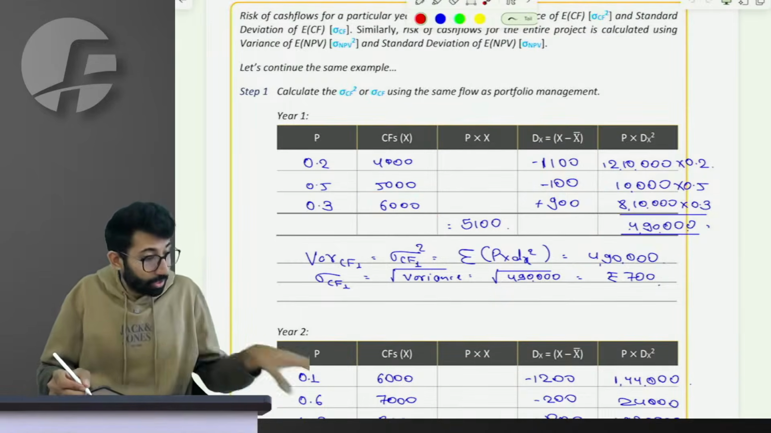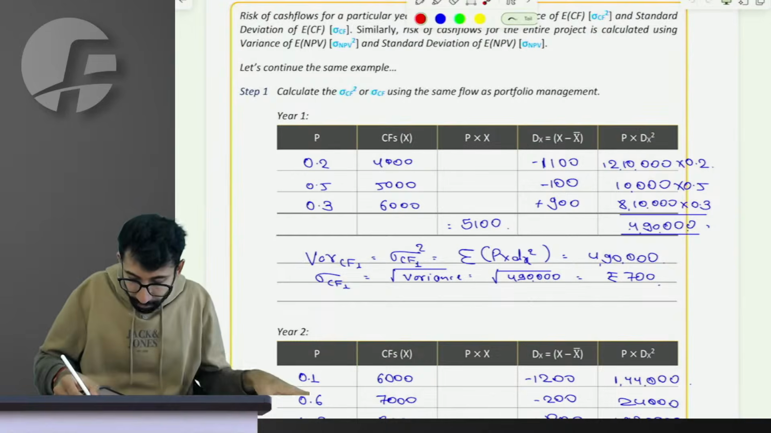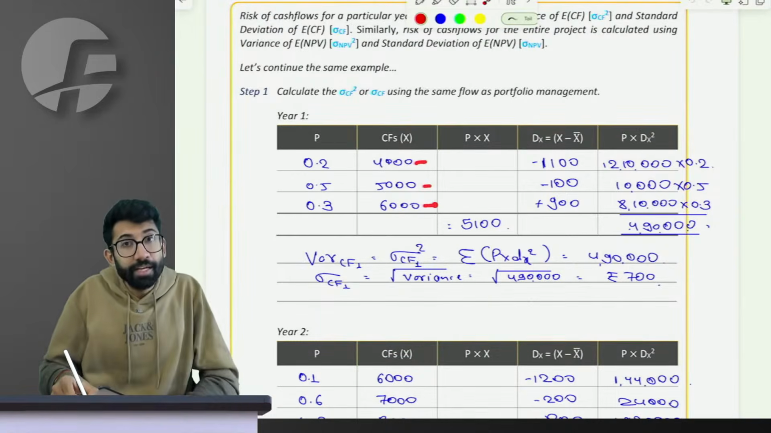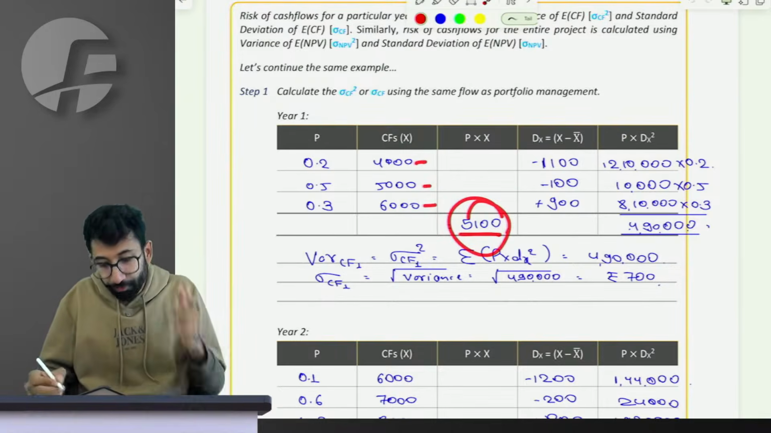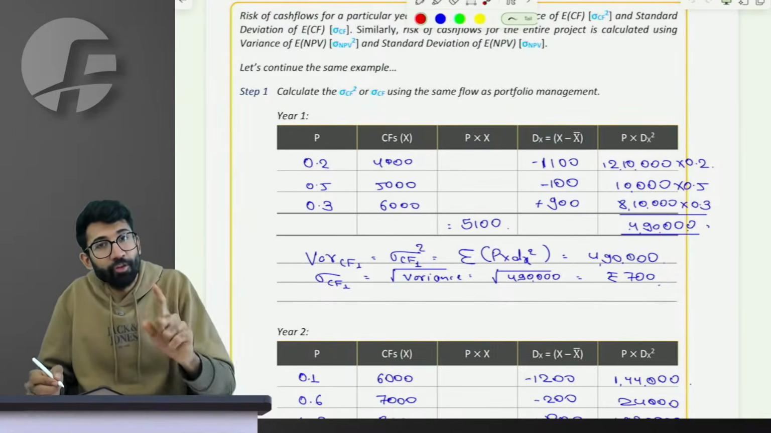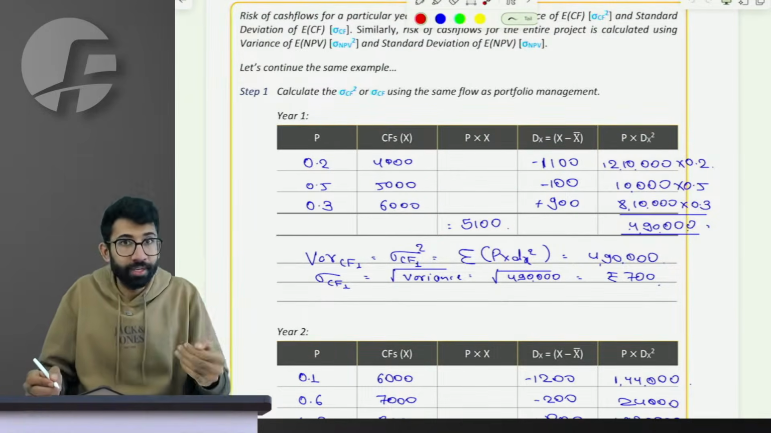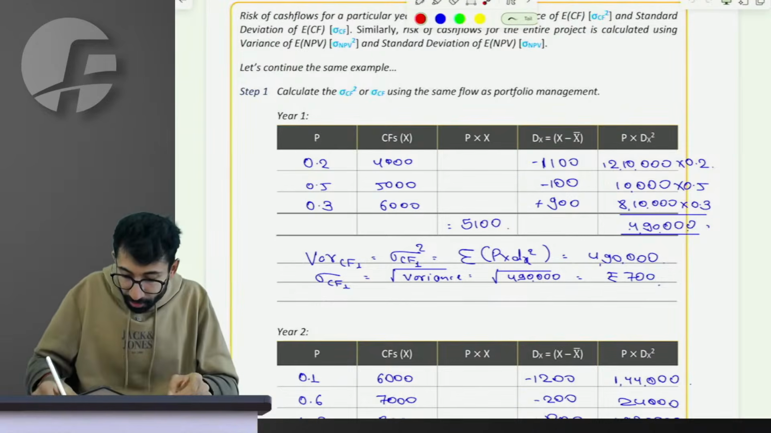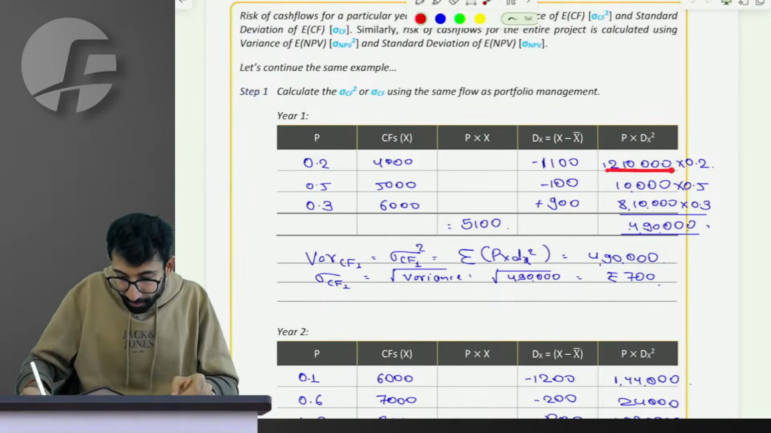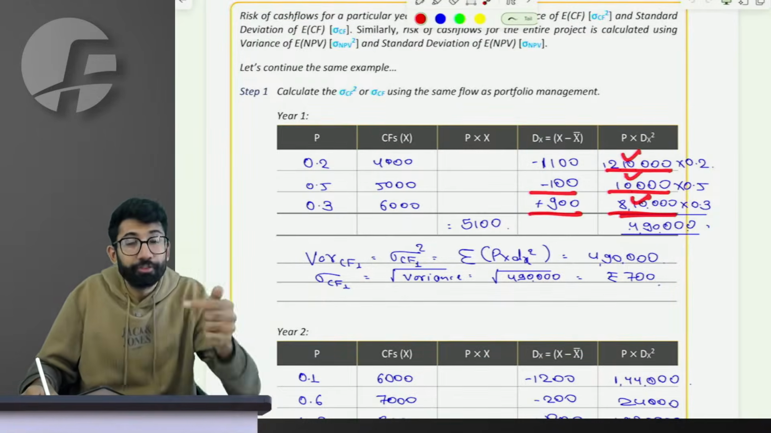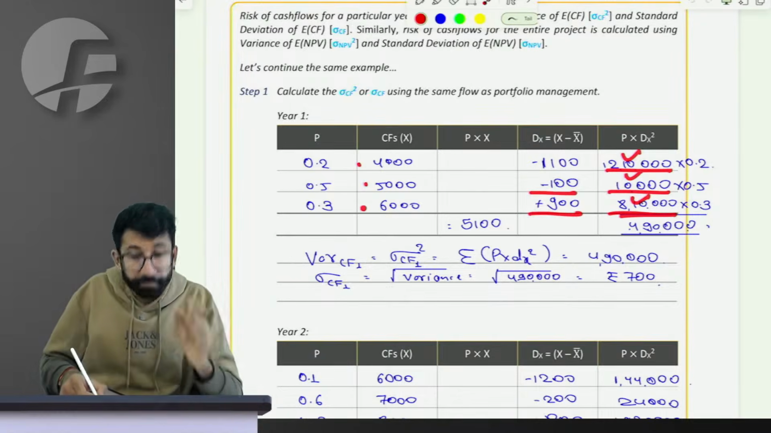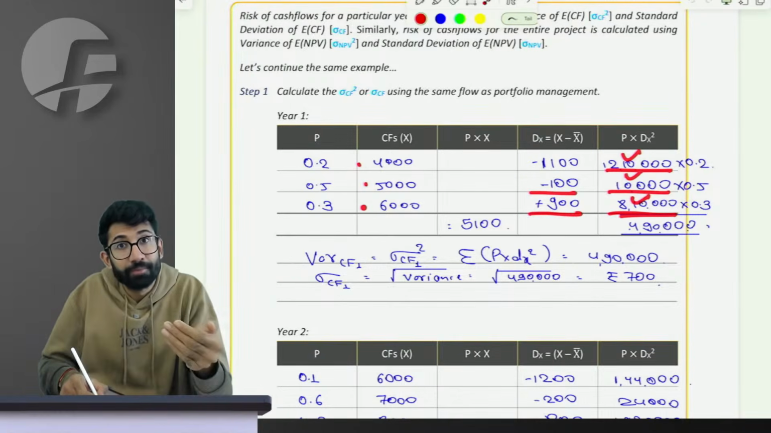This is how these individual cash flows are deviating from the expected cash flow of 5100. Do you remember portfolio management, we need the deviation at squared level, and that averaged. 1100 squared is this, 100 squared is this, 900 squared is this. So these will be the deviations of the respective possible cash flows at a squared level.